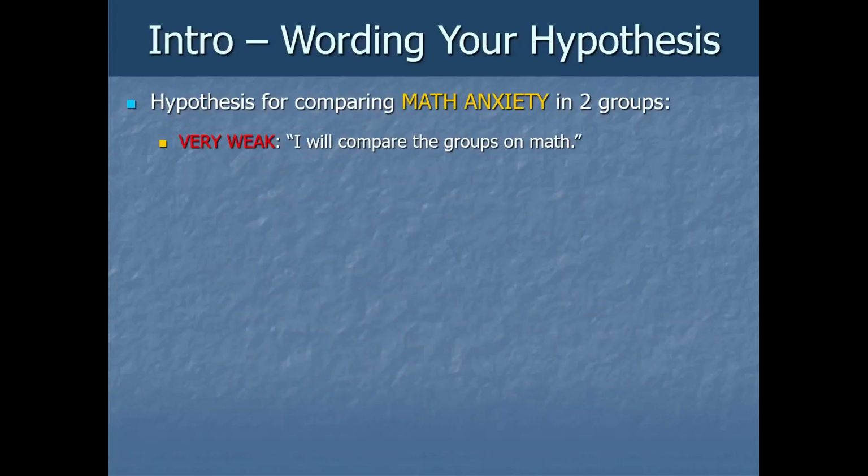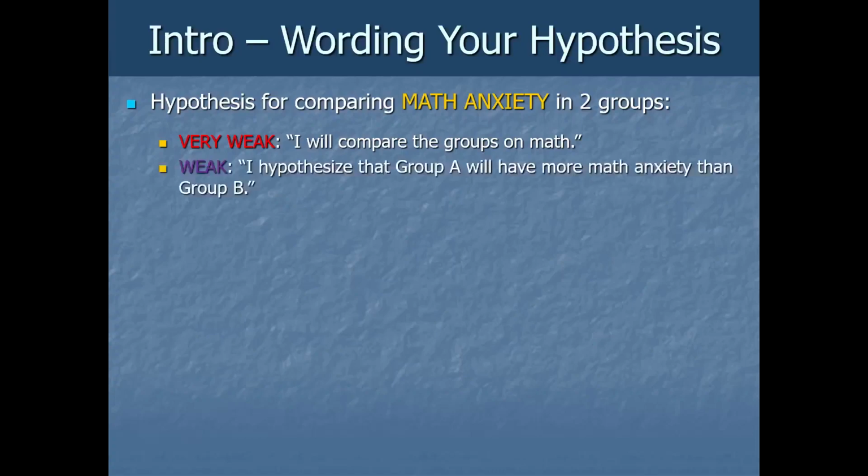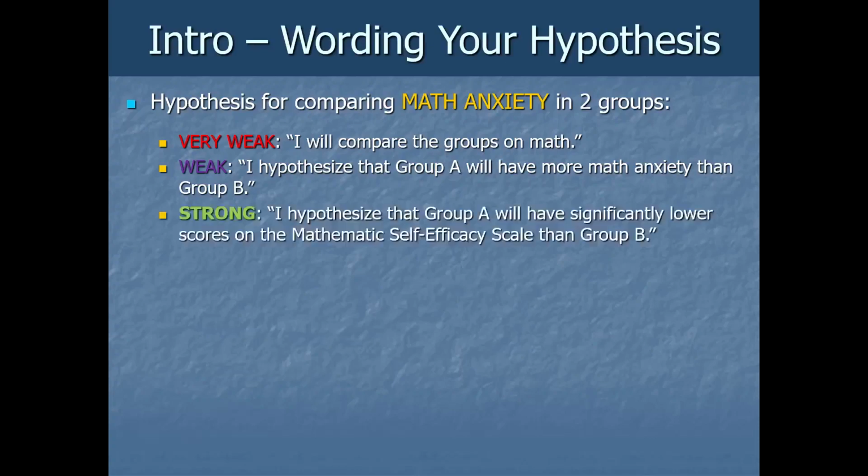Imagine you're going to write a hypothesis for comparing math anxiety in 2 groups. A very weak hypothesis wording would be, "I will compare the groups on math." That's just so generic and vague, and also doesn't tell us what you expect or predict as the likely outcome. A slightly better but still weak version might be, "I hypothesize that Group A will have more math anxiety than Group B." Now that's better because there's a real prediction in there, and it's precise about studying math anxiety specifically. But consider this much stronger wording.